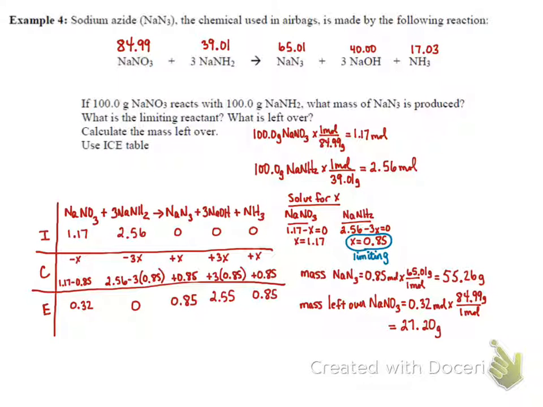Okay, so now you guys know how to do ice tables. They take a little while to get used to, and we'll be practicing them more in class.